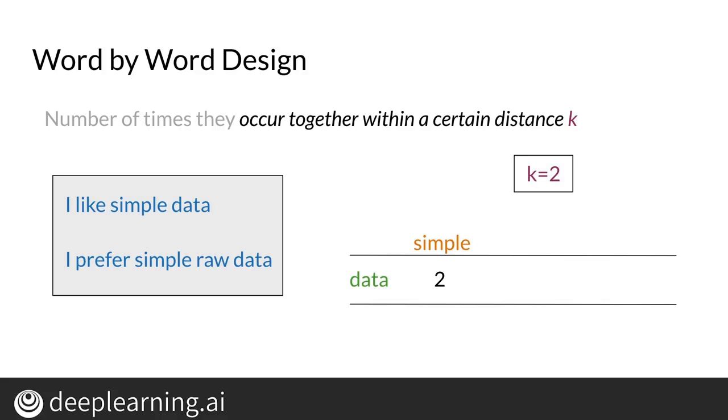Because data and simple co-occur in the first sentence within a distance of one word, and in the second sentence within a distance of two words. The row of the co-occurrence matrix corresponding to the word data would look like this if you consider the co-occurrence with the words simple, raw, like, and die. In this case, the vector representation of the word data would be equal to 2, 1, 1, 0.